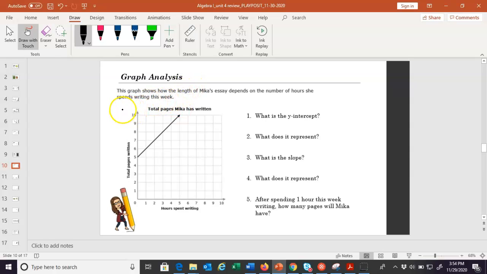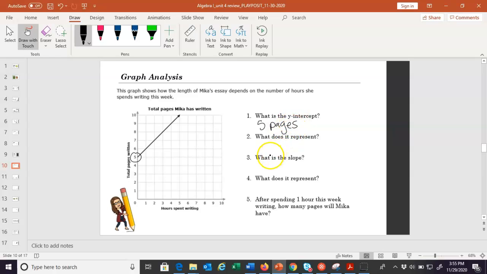This is Mika's essay graph, and it shows that the number of hours Mika spent writing her essay depends on the total pages written. So this makes sense, right? You would expect the more time you spend writing a paper, the more pages you're going to get over time. So this graph makes sense, right? So what is the y-intercept? That's where it crosses the y-axis, and it is 5 pages.